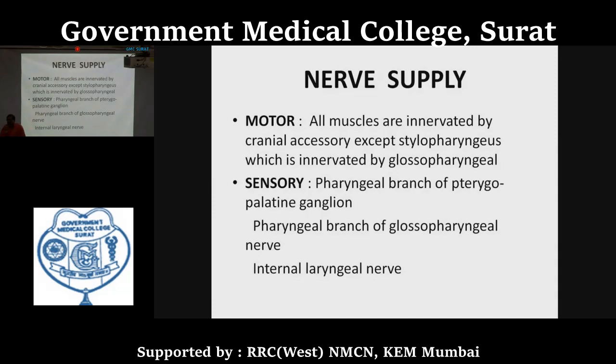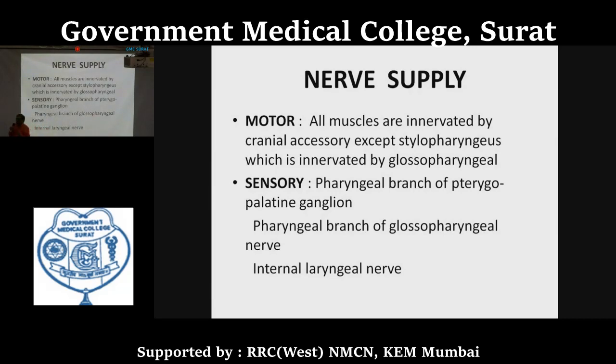Now, as far as the sensory supply to the pharyngeal mucosa is concerned, it derives from different sources. The nasal part of the pharynx receives sensory branches from the pterygopalatine ganglion. It's a pharyngeal branch of the pterygopalatine ganglion. Actually, functionally, it's a branch of the maxillary nerve, but it comes through the pterygopalatine ganglion. So that provides the sensory supply to the nasopharynx.